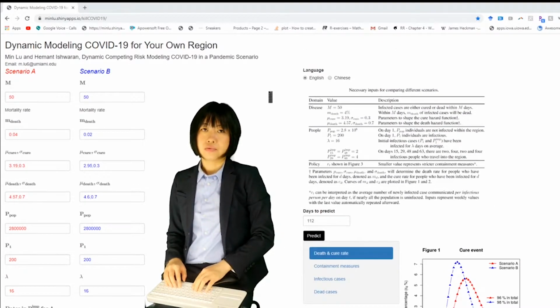The second parameter we're going to input is M deaths, which is the mortality rate within M days.